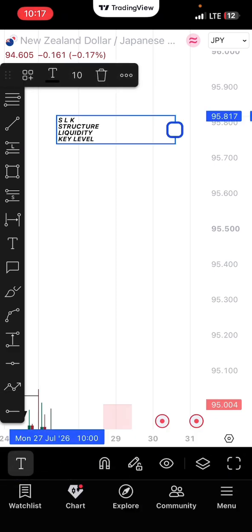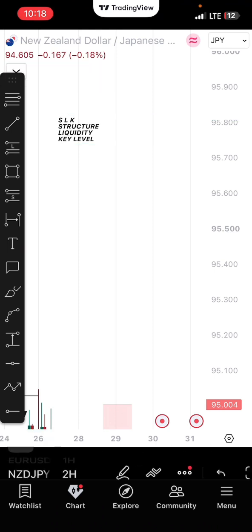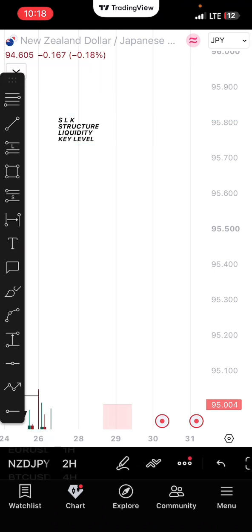So this is just the arrangement of what you should look out for in your chart. First, you'll be able to identify the structure. What is the market doing? Is it in an uptrend? Is it in a downtrend? Identify the directional bias. All of this falls under structure. Identify where the market is heading to, where it's coming from.